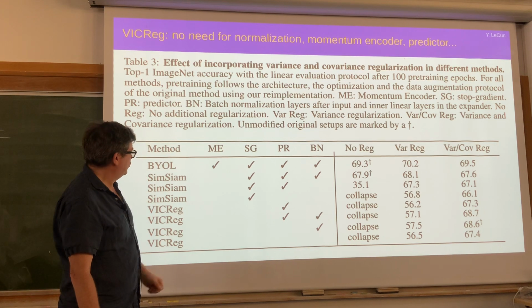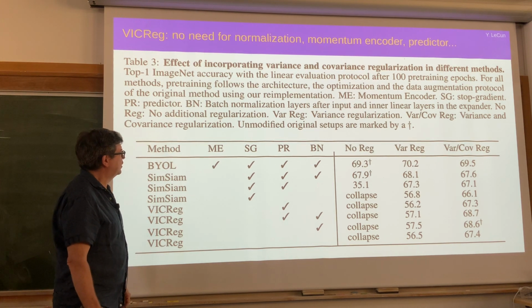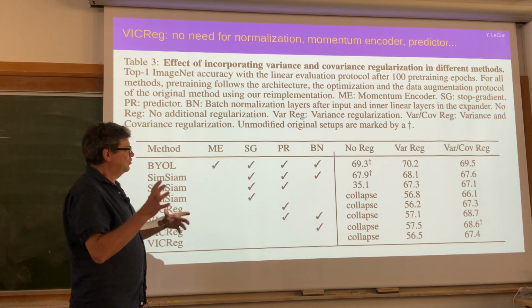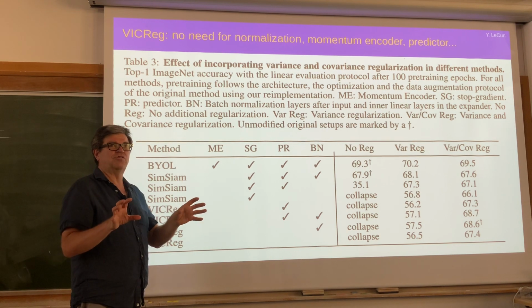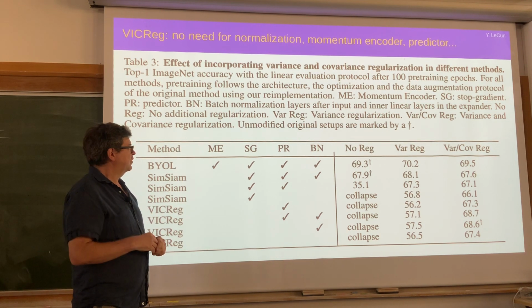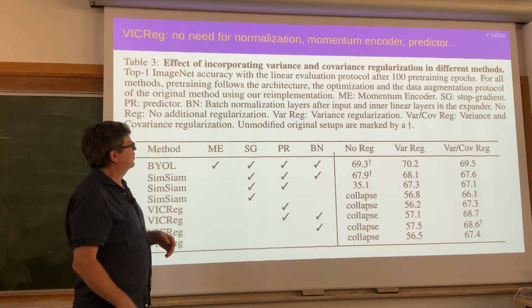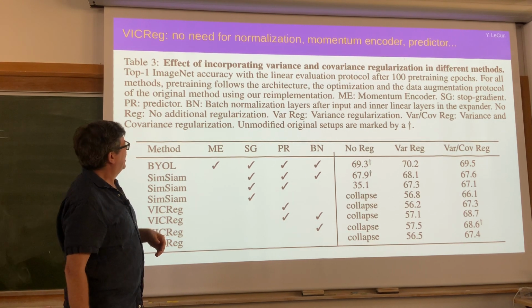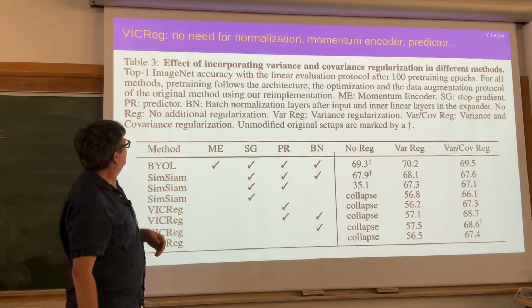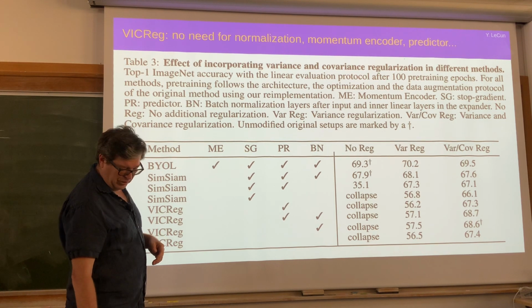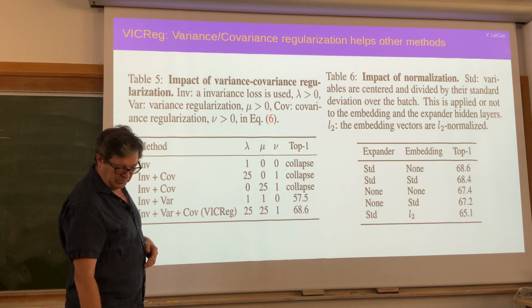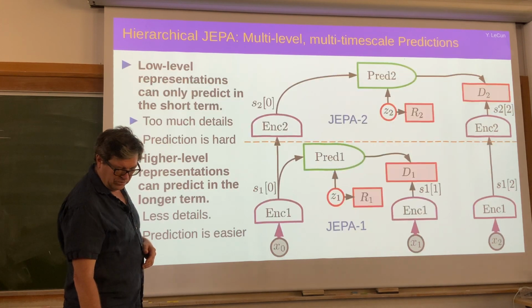And the big advantage is that it doesn't require things like sharing the weights between the two branches. They can be completely different. It doesn't require any kind of normalization or batch normalization or any kind of hack like stop gradient or predictor or whatever. But anyway, I don't want to bore you with details.